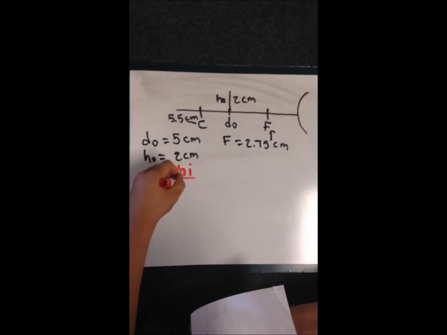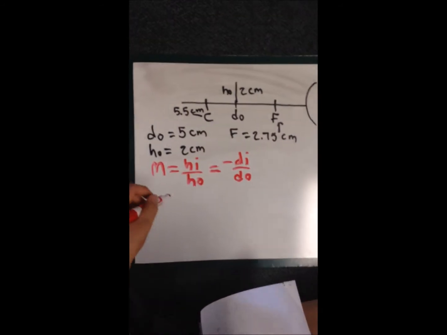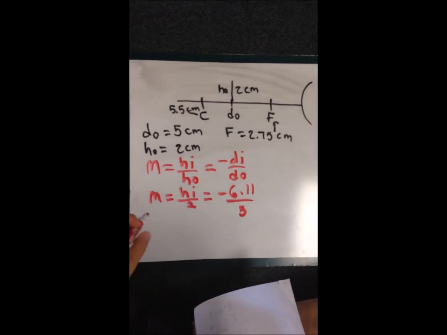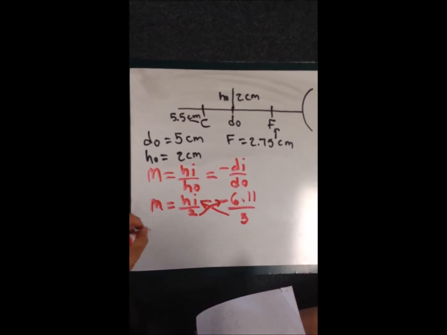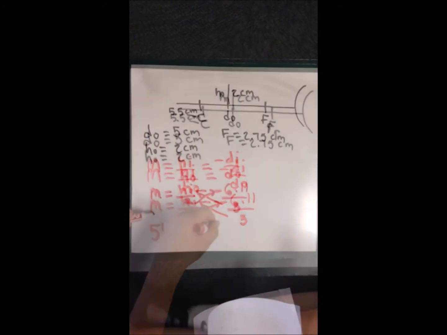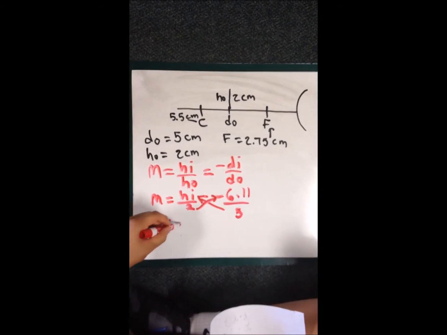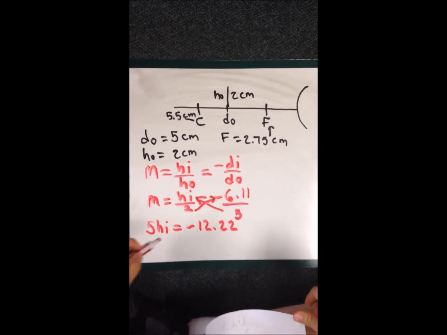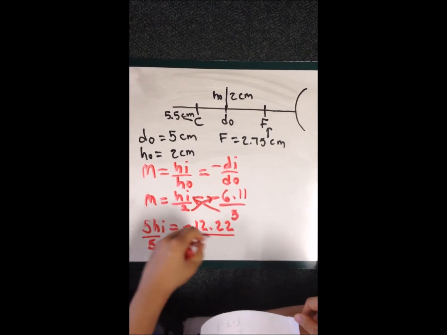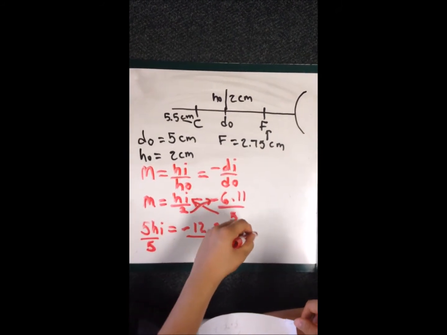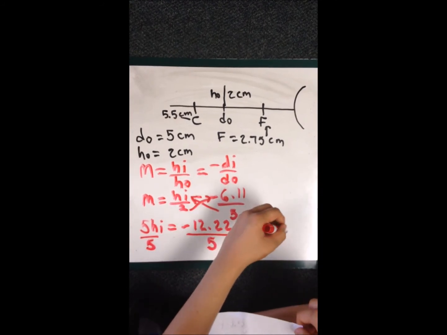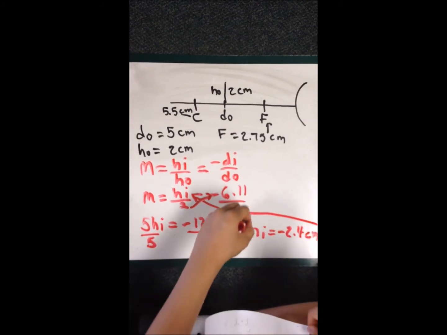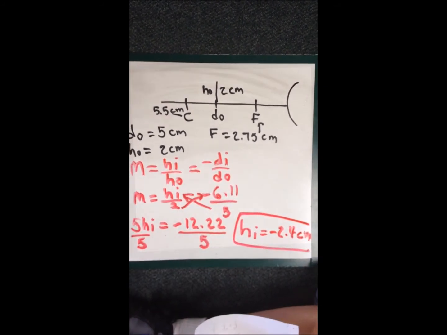Now we need to solve for hi. We'll use the equation m equals hi over ho equals negative di over do. We already have di and do and ho, so hi over 2 equals negative 6.11 over 5. Next, we'll cross multiply the 2 and 6.11 and the 5 and hi, leaving the equation to be negative 12.22 equals 5 times hi. Then divide both sides by 5, and that will come out to be negative 2.4 centimeters, which is the height of the image.